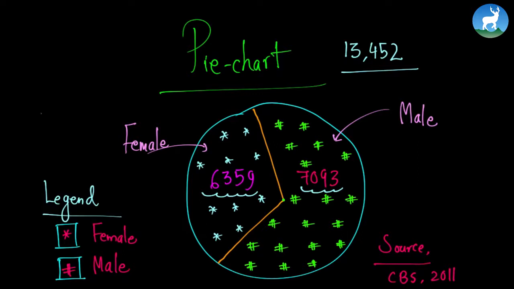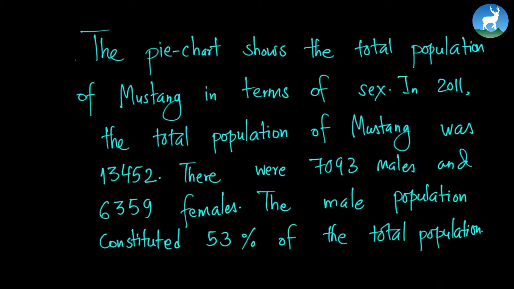How would you interpret this? That is the question. Now the question is to interpret this. How would you do that? How would you analyze this? You would do this by writing a paragraph on it. Can you do that? So let's try writing a paragraph on this pie chart. So this is the tentative paragraph about the pie chart.